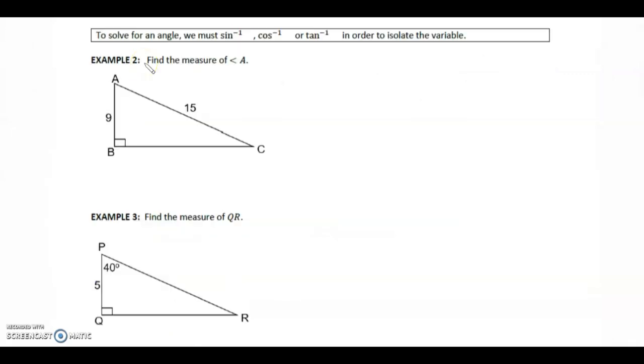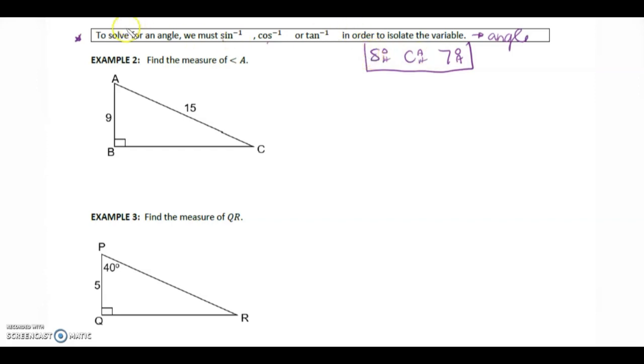Okay, to solve for an angle, this is just a recap. Okay, we must use sine inverse, cos inverse, or tan inverse, depending on if we're obviously using sine, cos, or tan, in order to isolate the variable, in order to isolate the angle. Okay, so I always write SOHCAHTOA on the top of my paper. I always write that so I can visualize it.